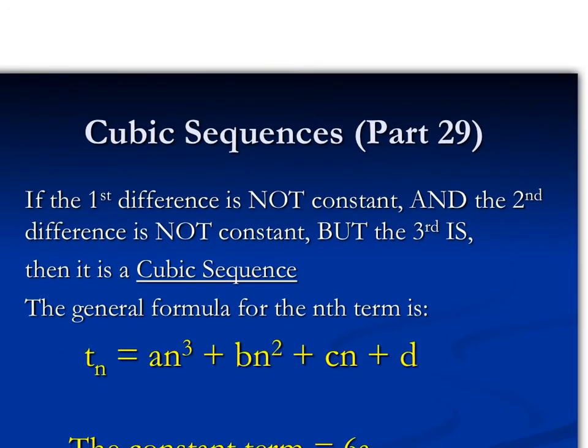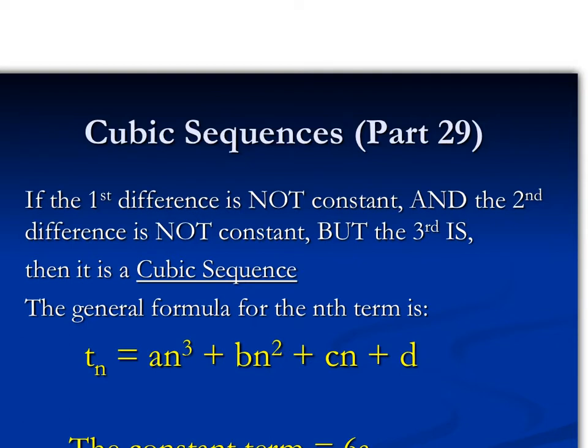The general formula for the nth term in a cubic sequence, I know it looks overwhelming, is t sub n equals an cubed plus bn squared plus cn plus d. This should look similar to the formula that we had for quadratic sequences, except now we have a cubic term tacked onto it. So this one has 4 different terms, whereas the quadratic formula started with an squared and then bn plus c. So now we have that d term and we have our cubic term tacked on.